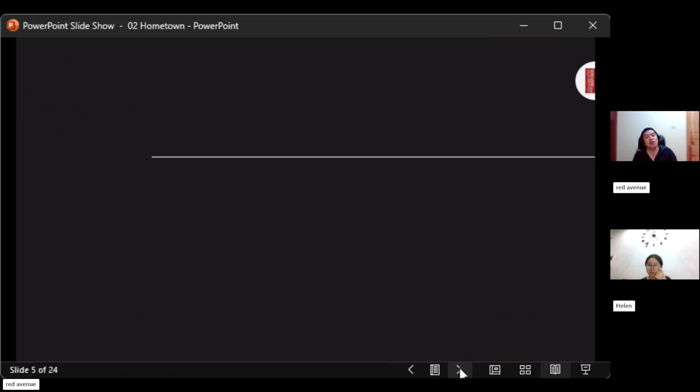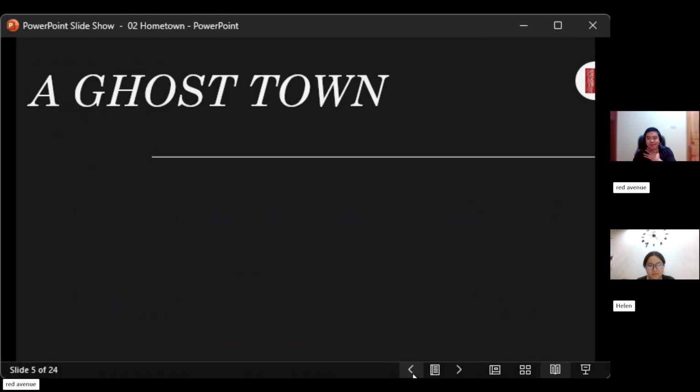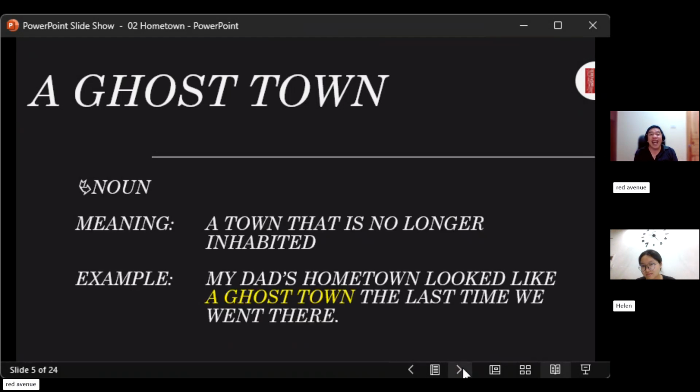Move to this word. What's this? A ghost town. What do you understand with a ghost town? A town which doesn't have any people. Yes, abandoned, right? Like, for example, probably no people are staying in that place. Is there a ghost town in your area? None, because you're living in a city, so it's very lively.